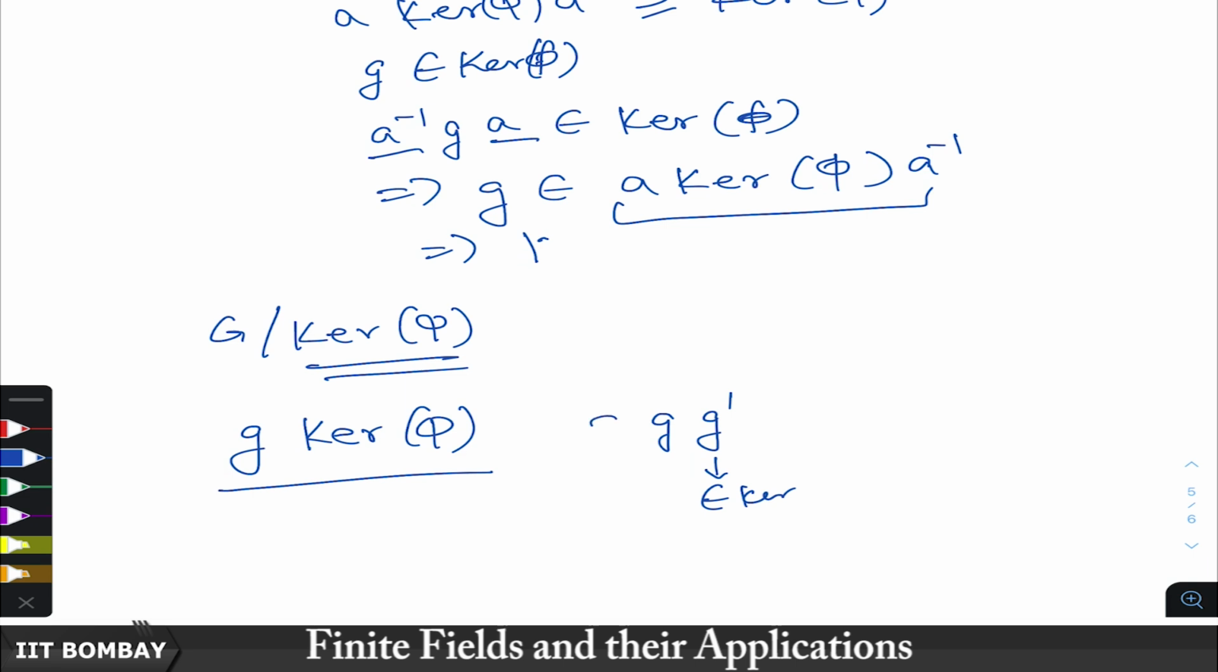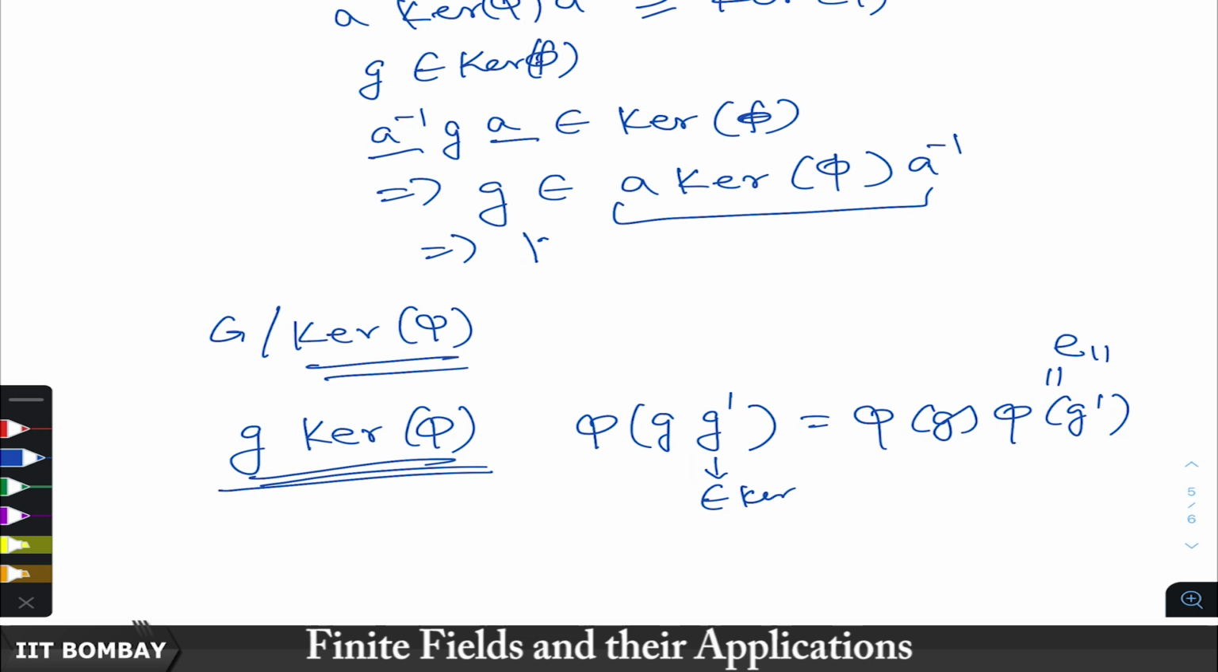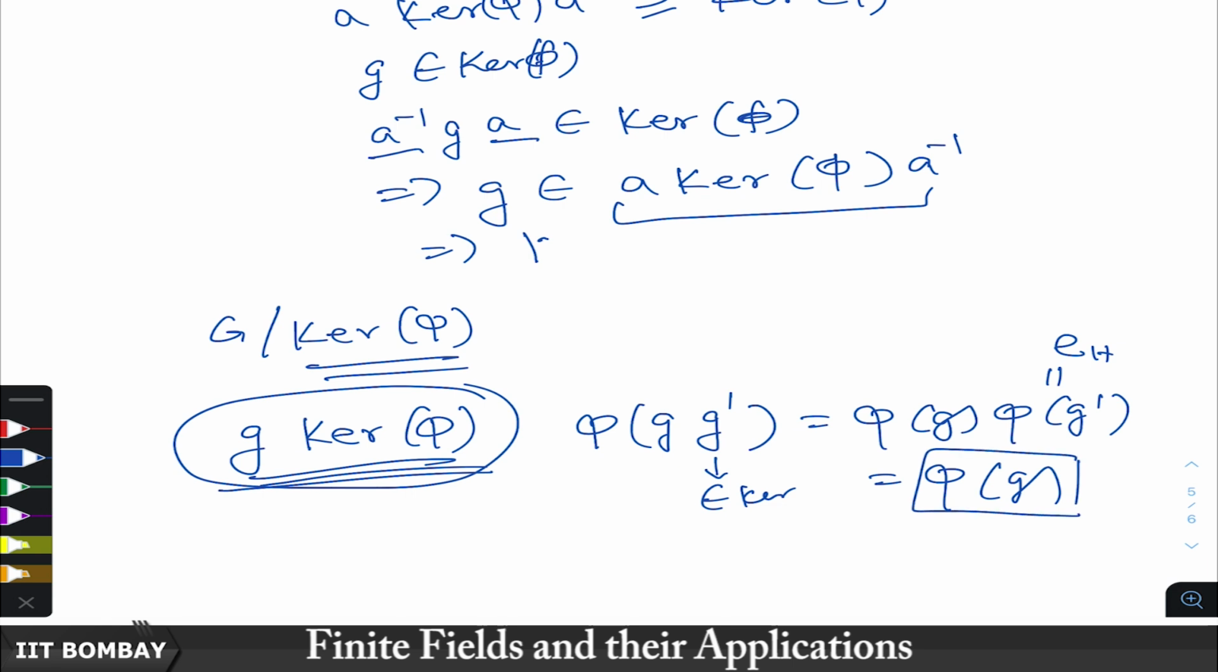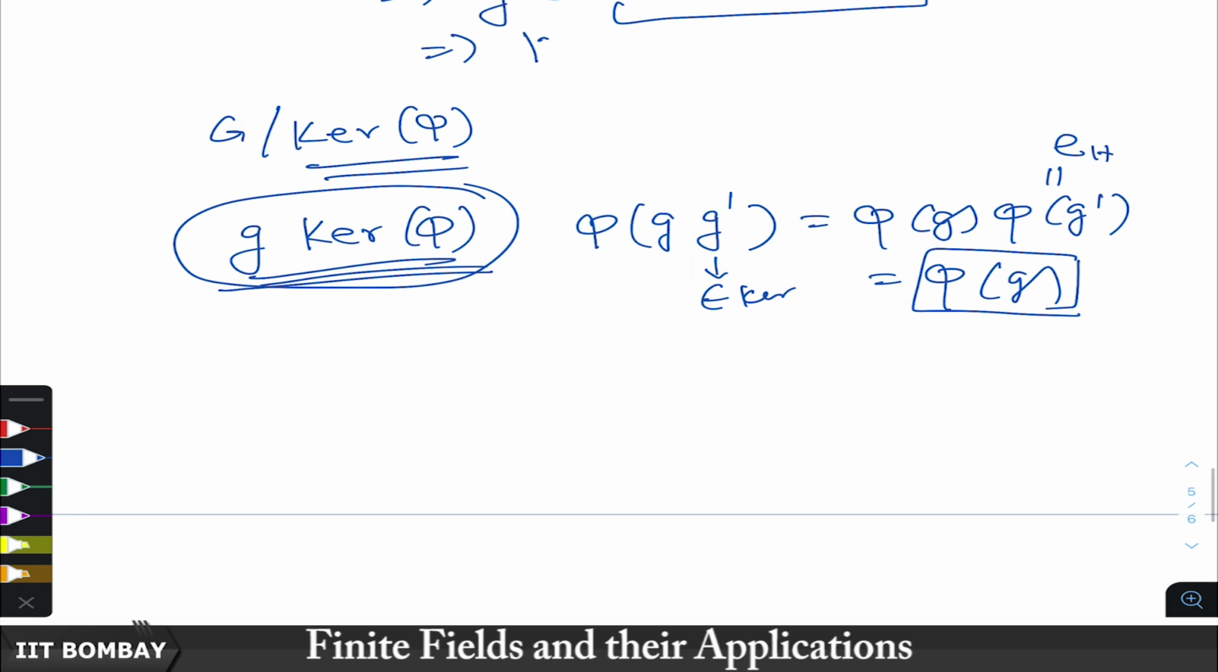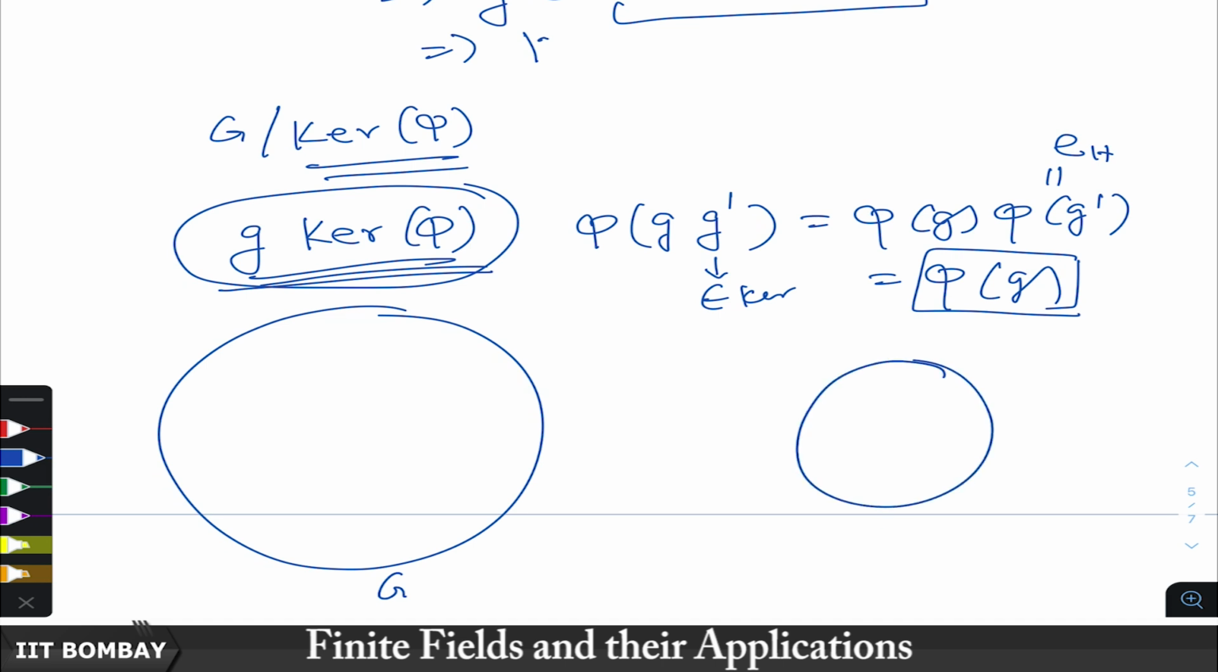Then the phi of that: any element here you take, phi of this is phi(g) times phi(g prime), and phi(g prime) is the identity element e_H. So, it is equal to phi(g). So, you see that all the elements in this one coset go to the same image, the same element on the right hand side. So, pictorially you can visualize this as that any group homomorphism has this nice structure, that there is a kernel here.